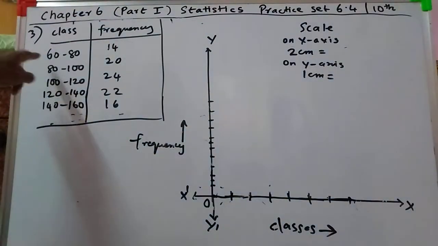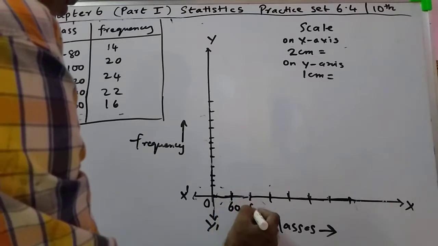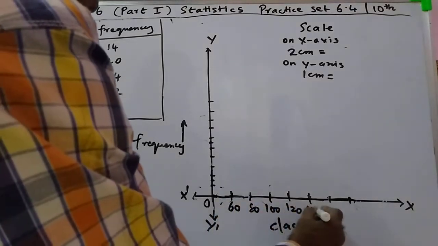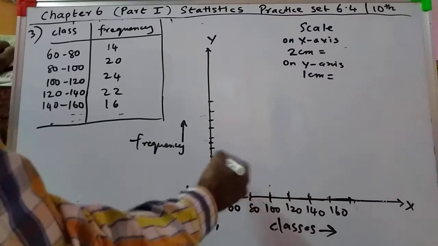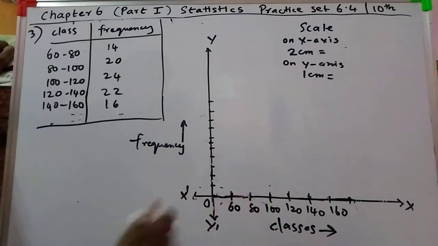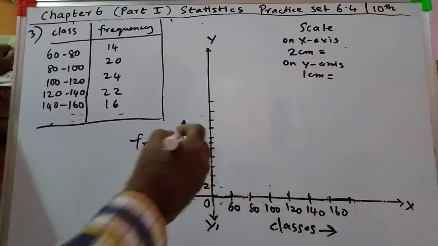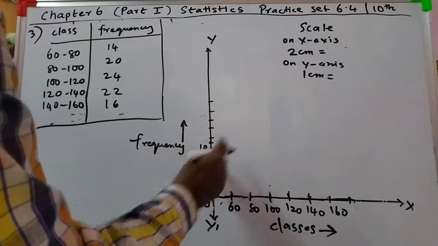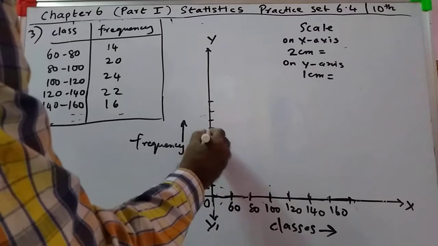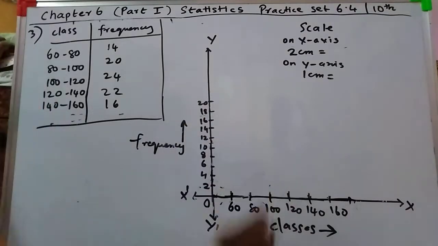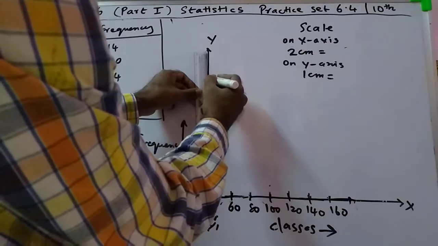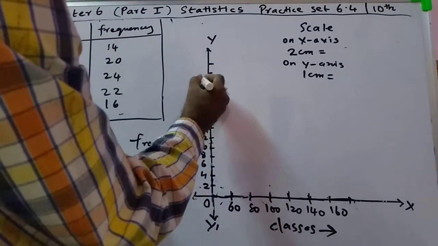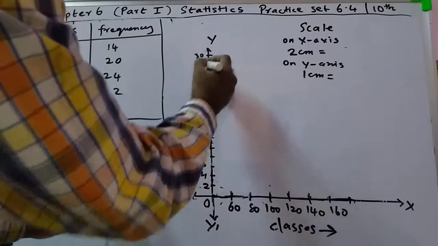Okay, now I will do fourth problem. So in that, first write 60, then 80, 100, 120, 140, and then 160. Now in this we cannot write 1, 2, 3 like this. So we can write 2, 4, 6, 8, 10, 12, 14, 16, 18, 20. I think 24 means we have to draw more. Okay, 22, 24, 26, 28. It will be 30.